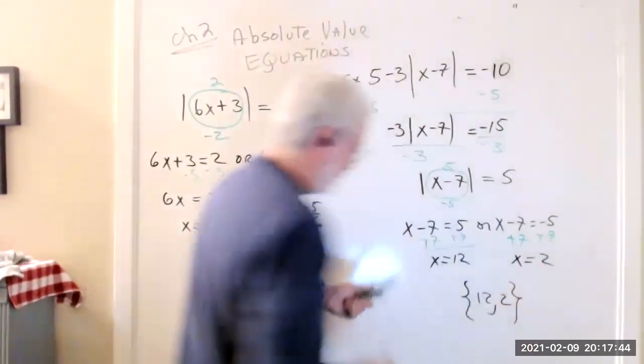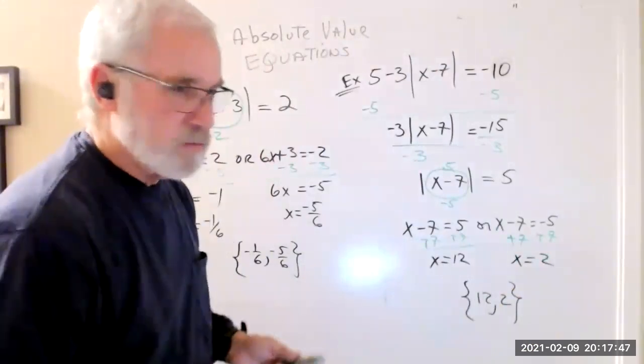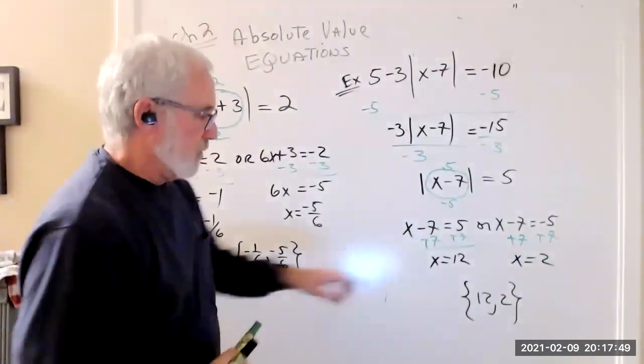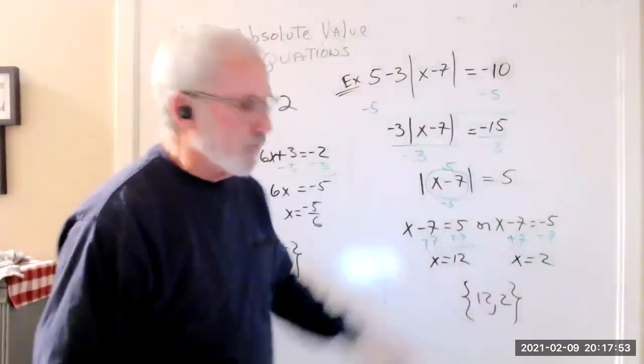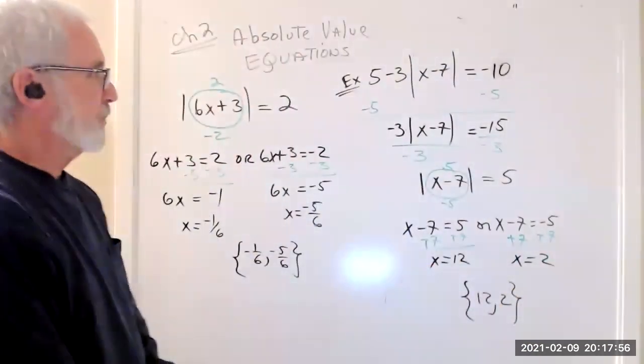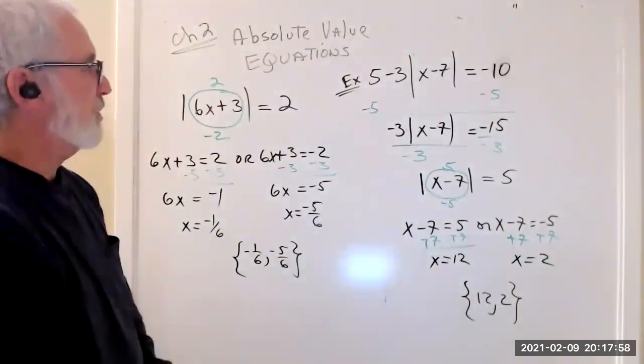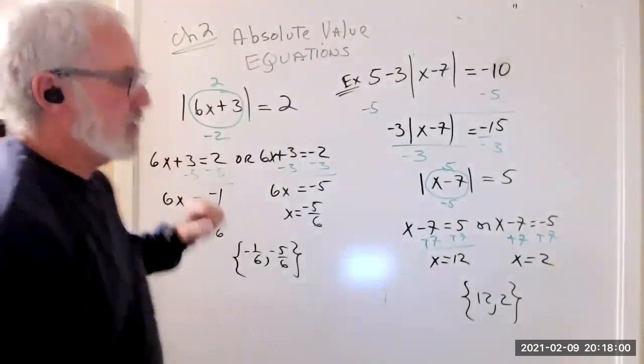Okay, and again, whoever was asking that question earlier, I have 12 and 2. You could have had 2 and 12. It doesn't matter as long as you got those two numbers there. So this is an example of having to isolate.